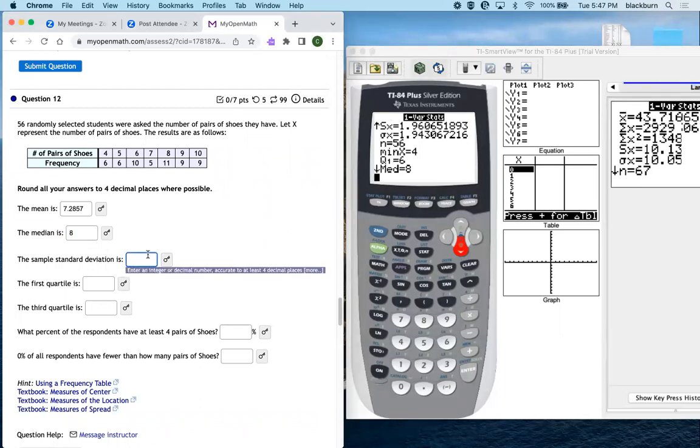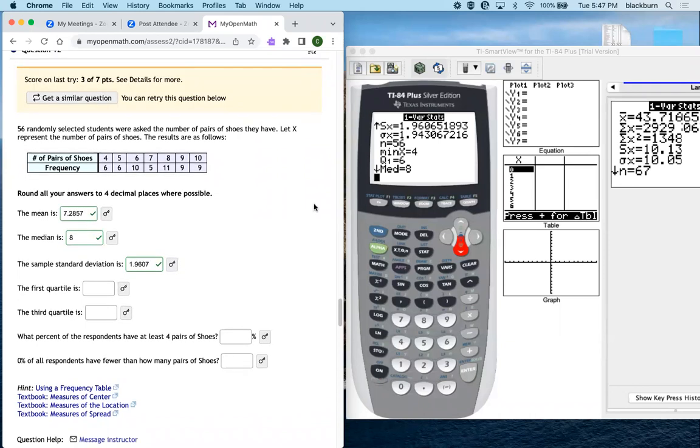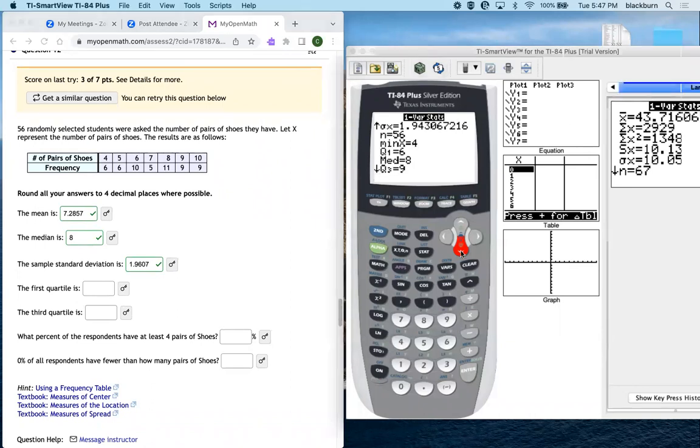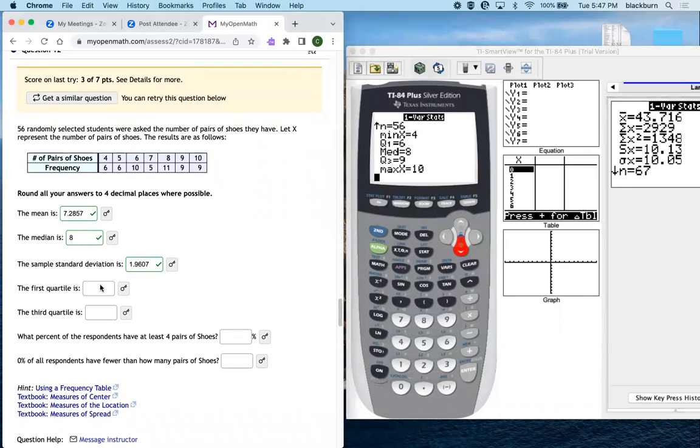The sample standard deviation is the S sub X. So 1.9607 if I round. 1.9607. We get all those right? Excellent. First quartile. The beautiful thing about the 1var stats is it gives you all that stuff. First quartile is 6. Third quartile is 9.